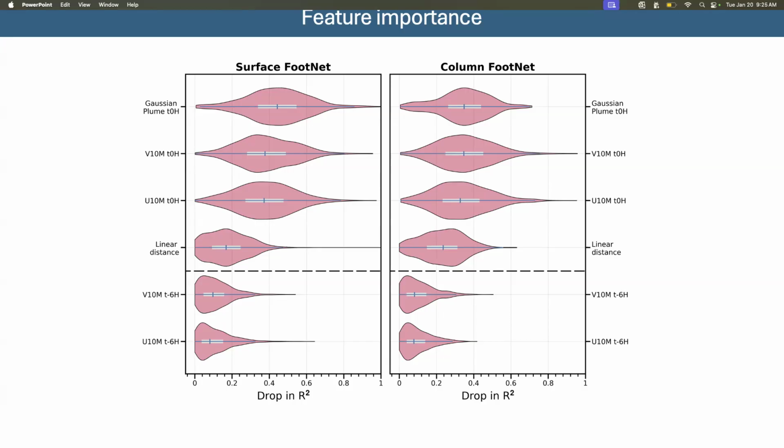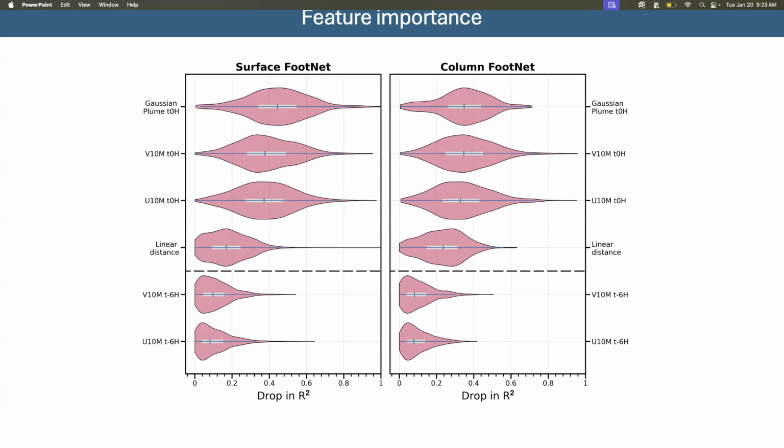This way, we randomly shuffled them and then looked at the performance, and how much drop in the performance we get with respect to the initial performance. The higher the drop is, that means that feature is more important. So here I'm showing the top 6 features for our model, and the Gaussian plume is the most important one, which makes sense, right?